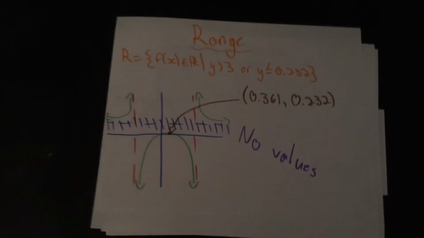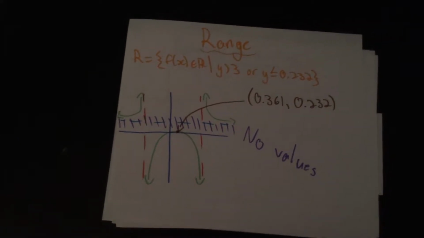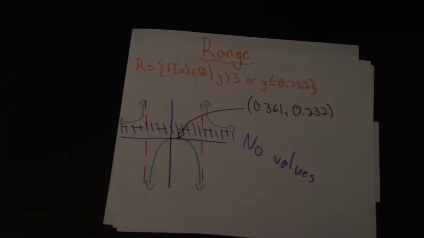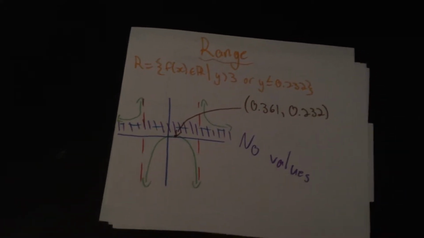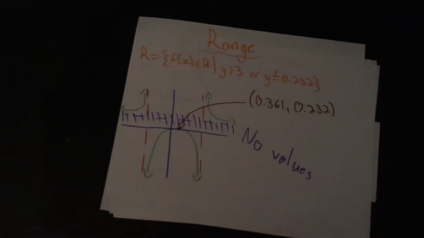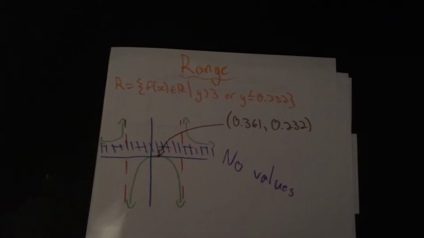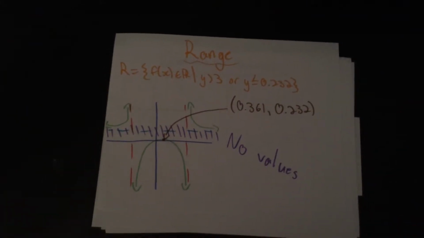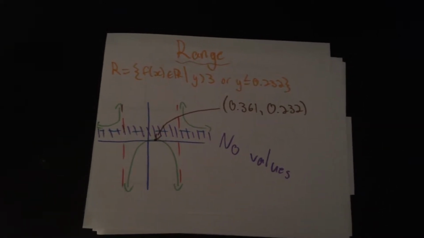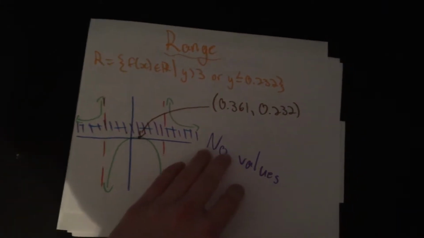The range of this function is f(x) is a part of the real family such that y is greater than 3 or y is less than or equal to 0.232, because there is a horizontal asymptote at 3, therefore the range will always be greater than 3, and there is the vertex of the upside down parabola between the two asymptotes. Its vertex is at 0.232 for a y value, and there's a gap between 0.232 and 3.